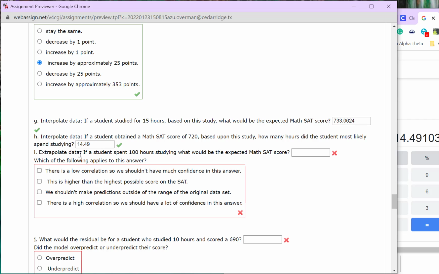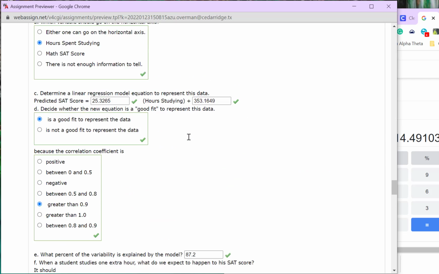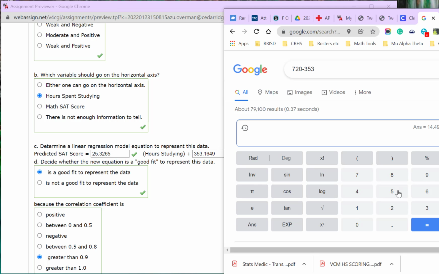And then it says, hint, hint, extrapolate data. Warning, warning, danger, Mr. Robinson, if you've ever seen Lost in Space, the old one. So if a student spent 100 hours studying, what would be their expected math score? So I would be going 100 times 25. That would be 2,500, which is pretty darn high, and I think impossible, right? So actually, I'm supposed to do it, so let me go ahead and do it. So we're taking the slope times 100, 25.3265 times 100, and then adding our y-intercept. I'm pretty sure I don't need a decimal.